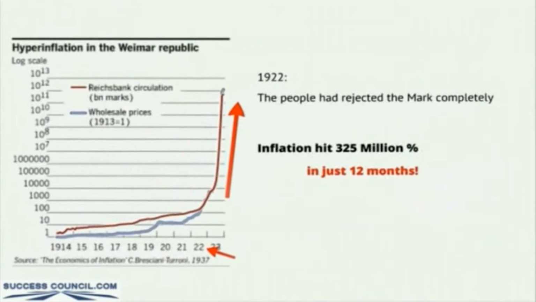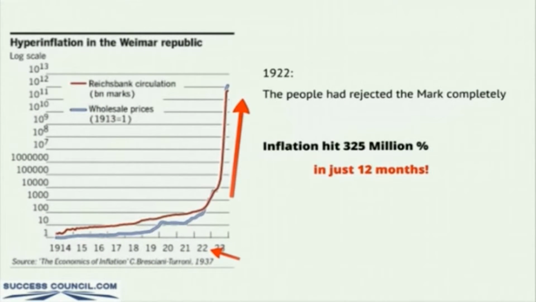And at the other end, you had the naive who refused to believe that their government could mismanage their currency so completely that it would become worthless and that their country could experience hyperinflation. After just a few years of high inflation, by 1922, the people had rejected the mark completely and turned to gold and silver for money, and hyperinflation began. In just 12 months, inflation hit 325 million%. Again, I have to warn you about the dangers of procrastination.